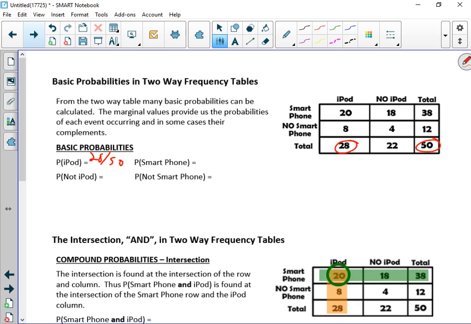For a smartphone, probability of a smartphone. Well, what is the total number for a smartphone? 38 out of 50. Not iPod. Again, look at your total. The total people that have no iPod is 22. Again, out of 50. And the not smartphone, right there, your total, 12 out of 50.